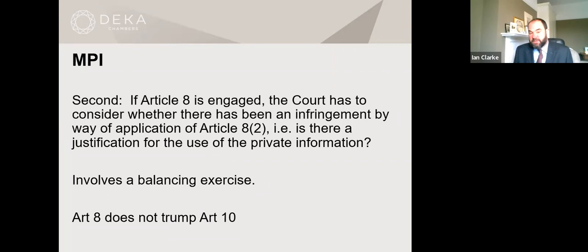In essence, can you justify the use of the private information? That always involves a balancing act. It should be borne in mind that Article 8 doesn't trump Article 10. One right is not more important than another. So you really have to give some thought to whether you can justify the use or the misuse of that private information.